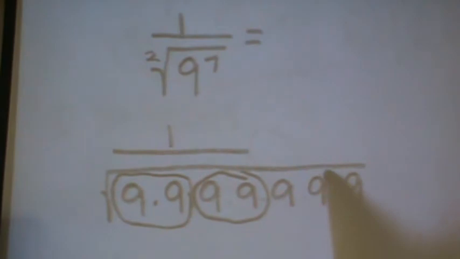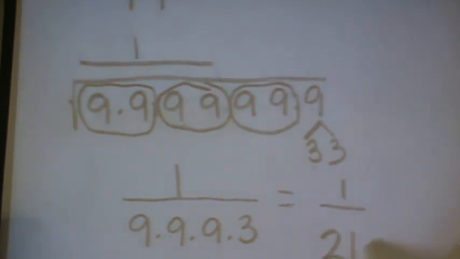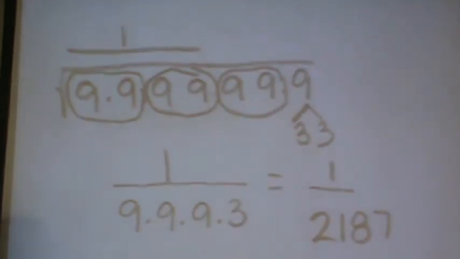There's 7 9s. We're looking for how many of a kind? 2. So there's 1, there's 2. There's 3 9s. But can I break this up into 2 of the same number? 3 and 3. So what's my answer? 1 over 9 times 9 times 9 times 3. 1 over what? Okay, Jack gave us 1 over 2,187.